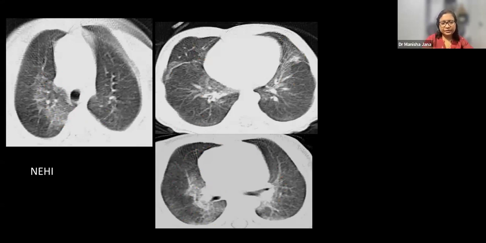So in real life, on very few occasions, you have these typical telltale signs. But when you see this kind of typical imaging picture with this typical clinical picture, you can give this possibility of NEHI, which is usually a good condition which tends to improve.